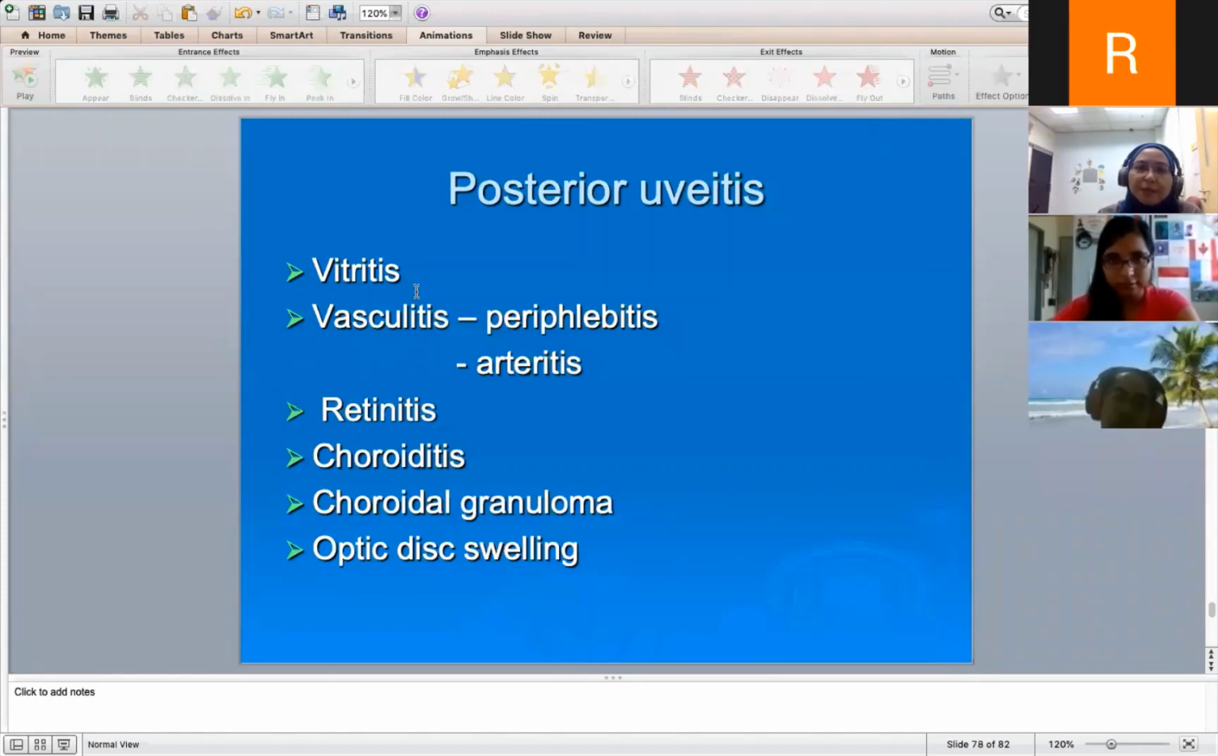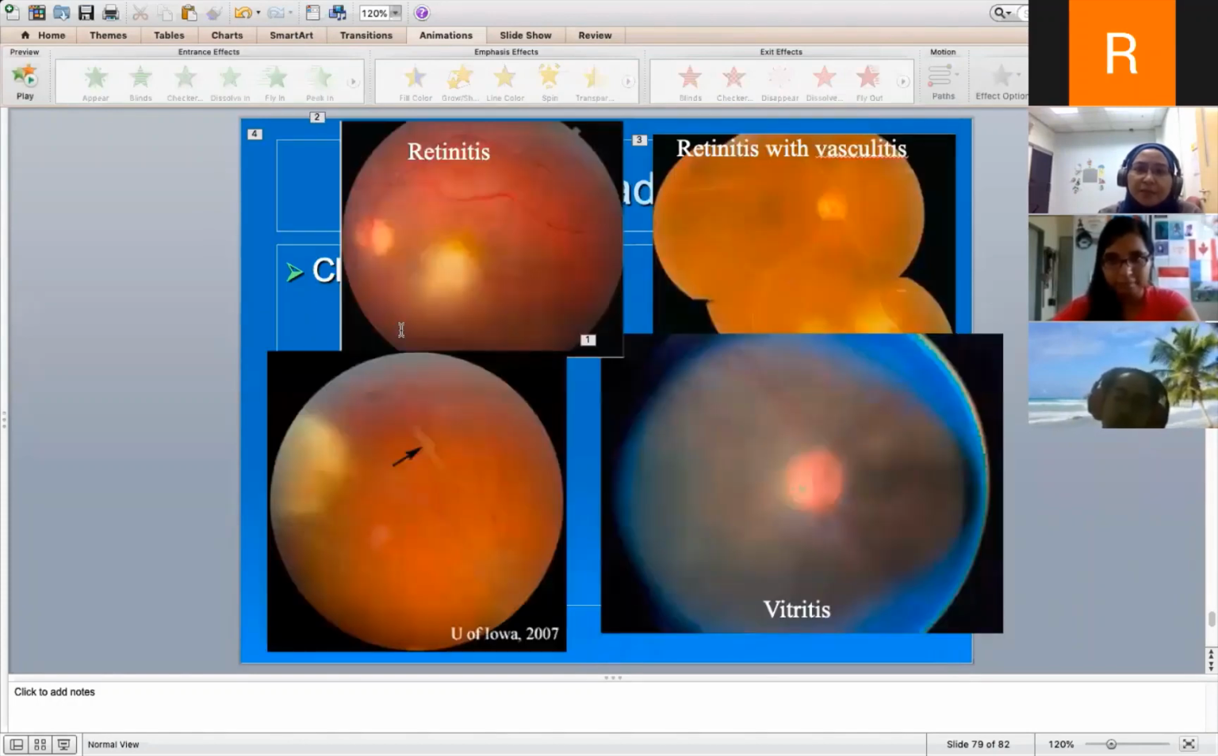Okay, posterior uveitis is at the posterior. So when you see the patient, the cornea looks clear, the pupil looks clear, there's no posterior synechiae, but when you do fundoscopy, you see retinitis. Okay, so your toxoplasmosis is also a posterior uveitis. Toxoplasma also has retinitis, right? So that is posterior uveitis.